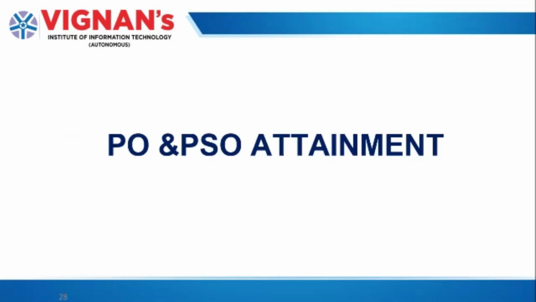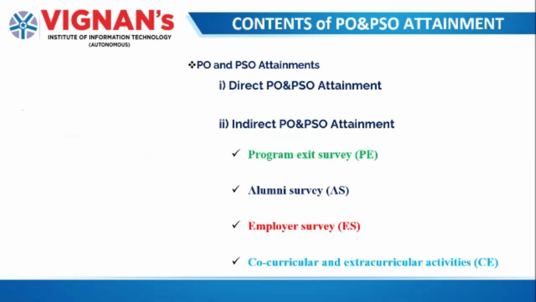Okay, now let us see the PO and PSO attainment. So under PO and PSO attainments, we have direct attainment and indirect attainment.